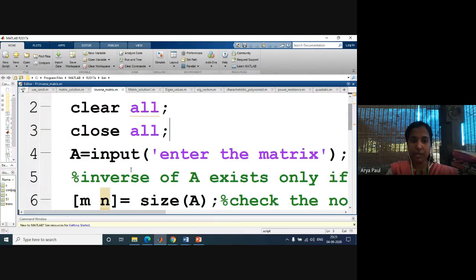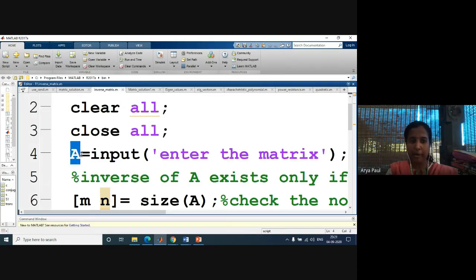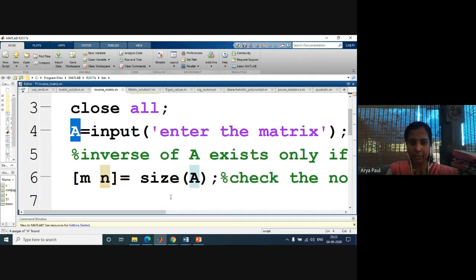Okay. First of all, you need to enter the matrix. So input, you can enter the matrix. Okay, so A will be your matrix. So you can enter A as a matrix while executing. Okay, so input, enter the matrix.